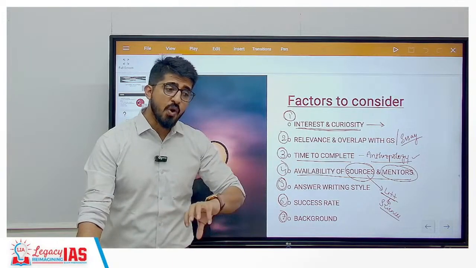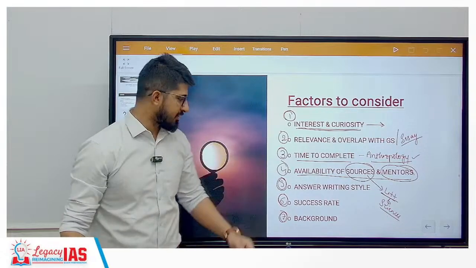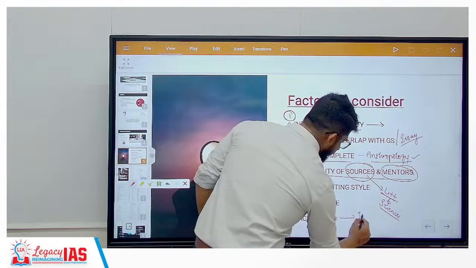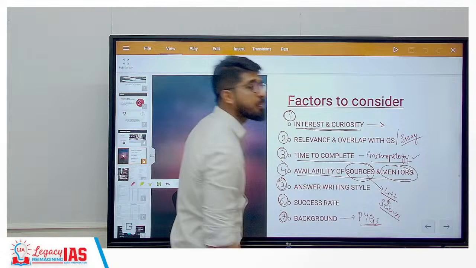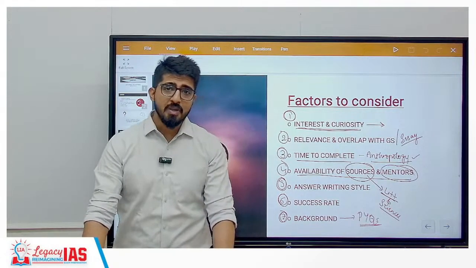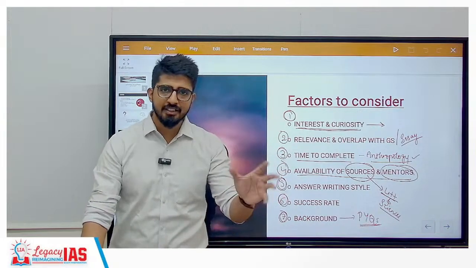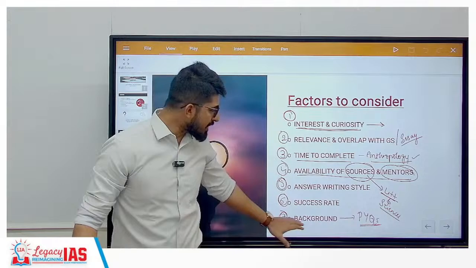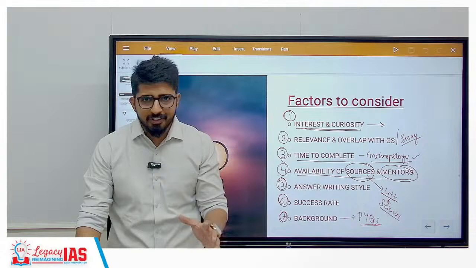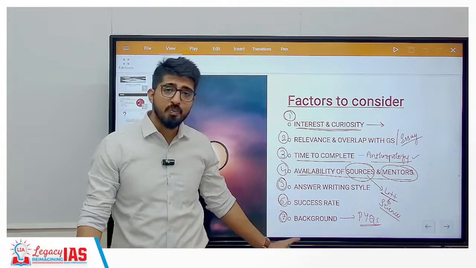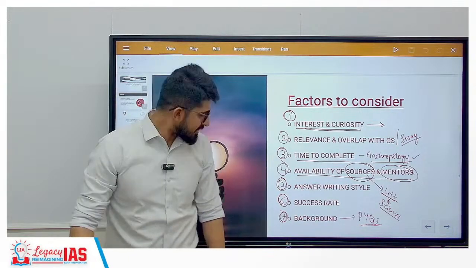Now, if you were outstanding during your graduation, you have to do one thing. You just look at the PYQs. If you really have studied properly during your graduation, then when you look at the PYQs, you should be able to make sense of 50-60% of the questions quite easily. If you're not able to make sense of, let's say, 50, 60, 65% of the questions, then I don't think you should be choosing an optional based on your graduation background. Yes, so that is your seventh one.